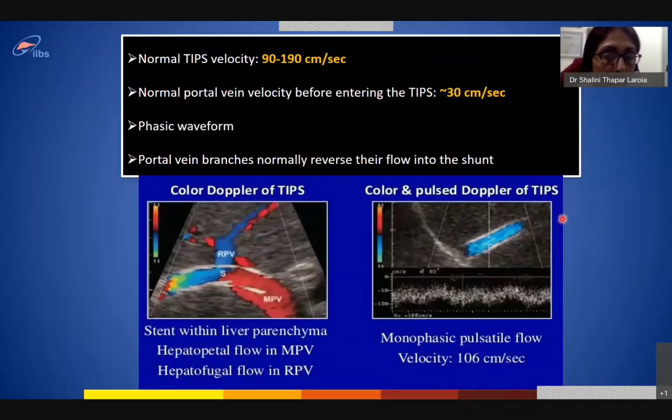It is very important to identify these patients because over the long term, if not restented or treated, their liver will get damaged and they will have to undergo a transplant, which is the only way to save their liver.